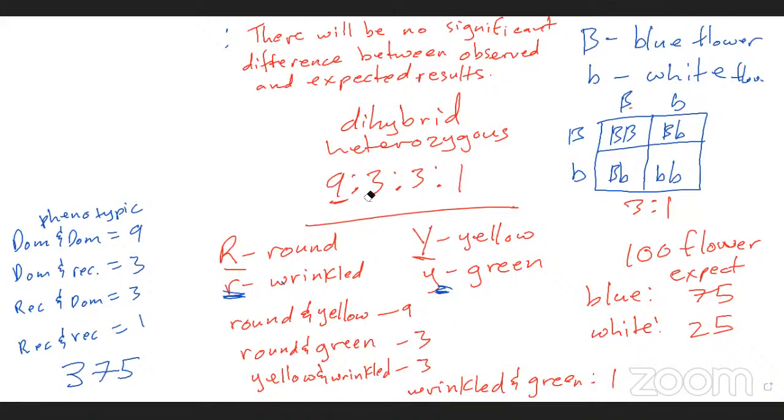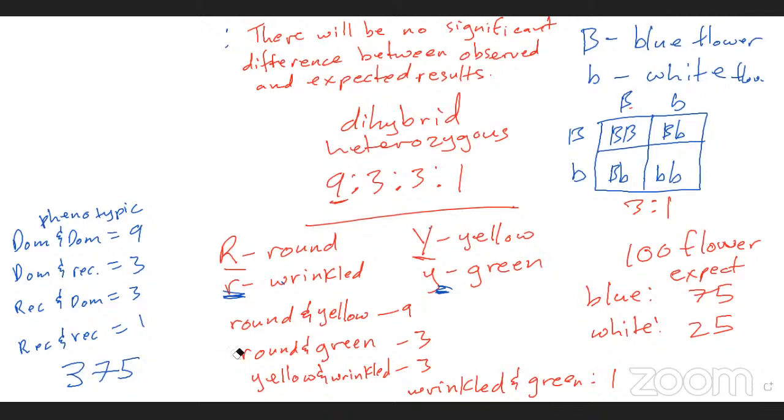What I'm showing you, to save time on the exam: the two dominant traits will be 9. In our example, that is round and yellow pea plant. The dominant with recessive, meaning round and green, yellow and wrinkled, will be 3 and 3. And recessive with recessive will be 1. That is how the ratio works, so you won't need to be counting up in your table. Is that clear?